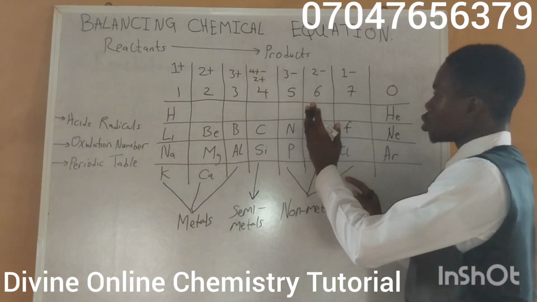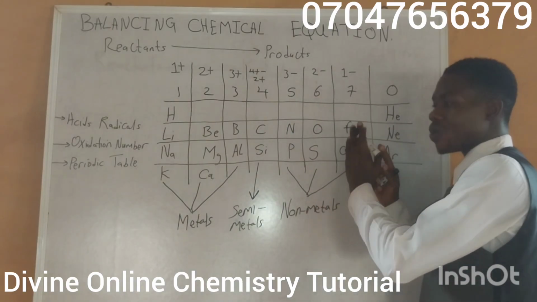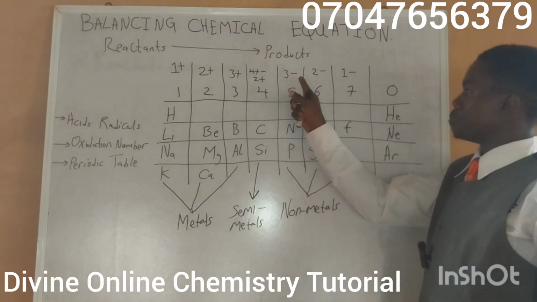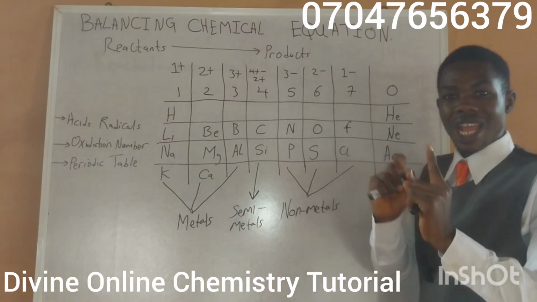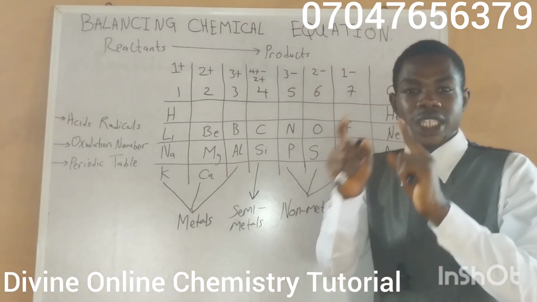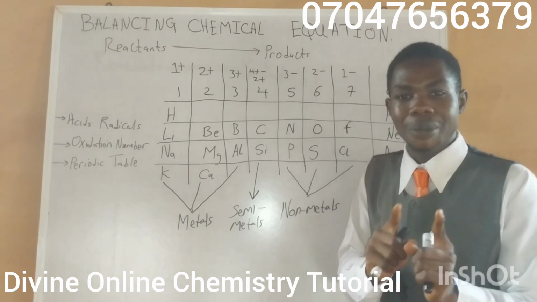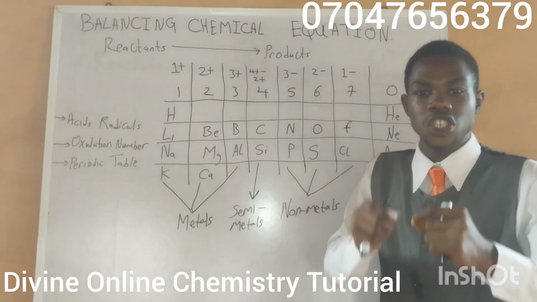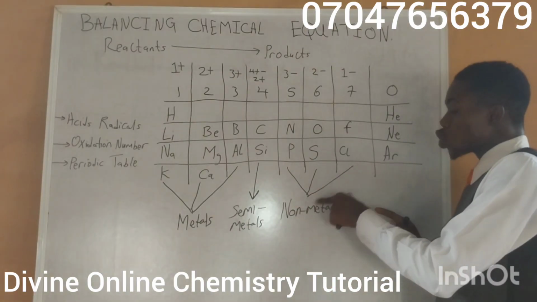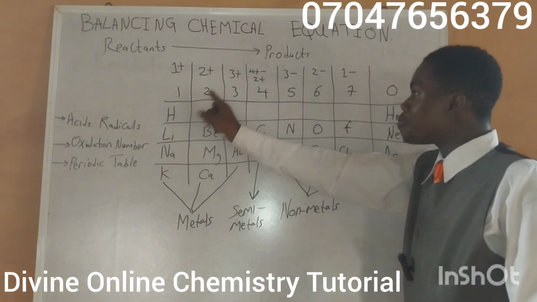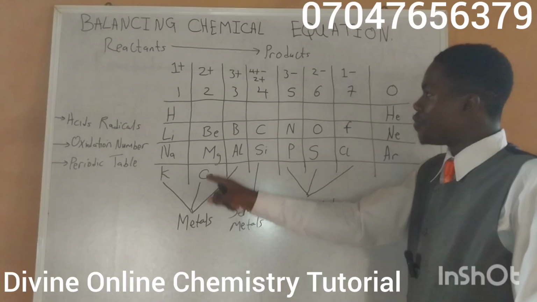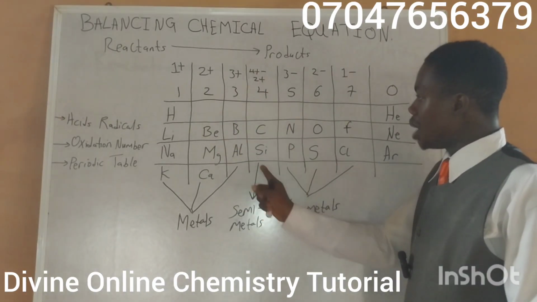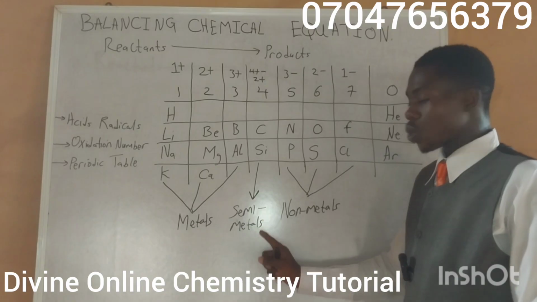Now, all elements in group 5, group 6, and group 7 are known as non-metals. That's the reason why the oxidation number is minus. Because earlier on I said that some elements have positive oxidation number, while some elements have negative oxidation number. Now, the elements that have negative oxidation number are referred to as the non-metals, whereas the elements that have positive oxidation number are referred to as the metals. So please take note of this, and all elements in group 4 are known as semi-metals.